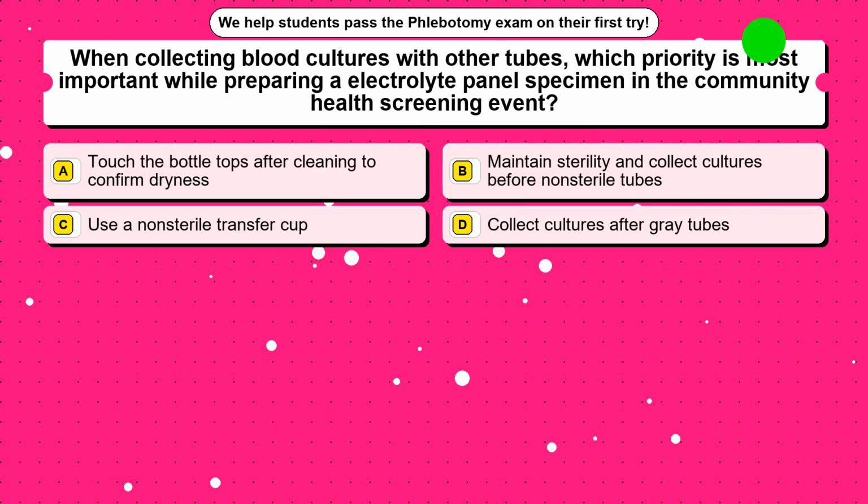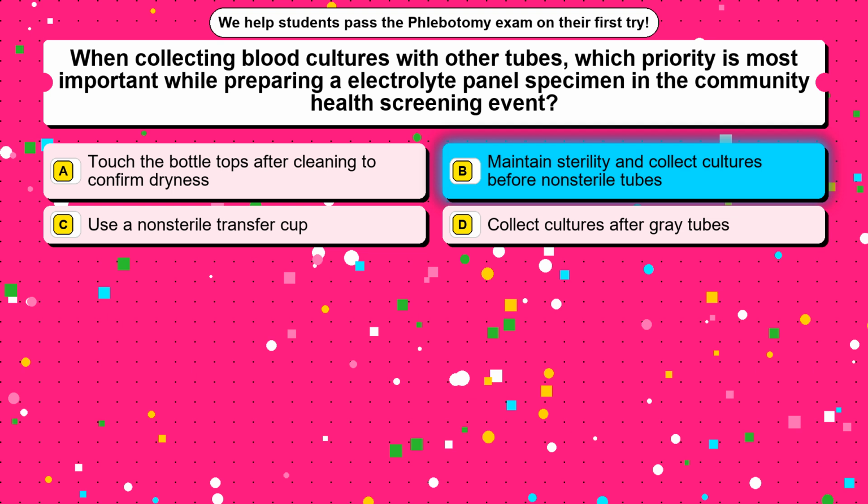Question 51. When collecting blood cultures with other tubes, which priority is most important while preparing an electrolyte panel specimen in the community health screening event? Option A, touch the bottle tops after cleaning to confirm dryness. Option B, maintain sterility and collect cultures before non-sterile tubes. Option C, use a non-sterile transfer cup. Option D, collect cultures after gray tubes.